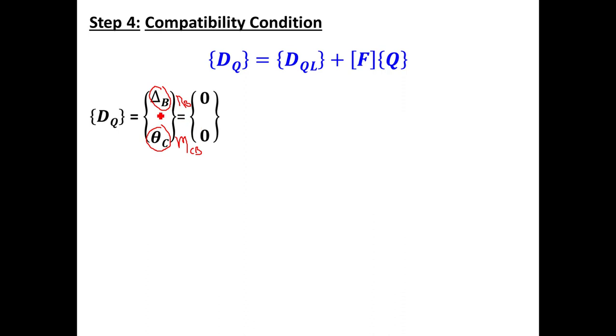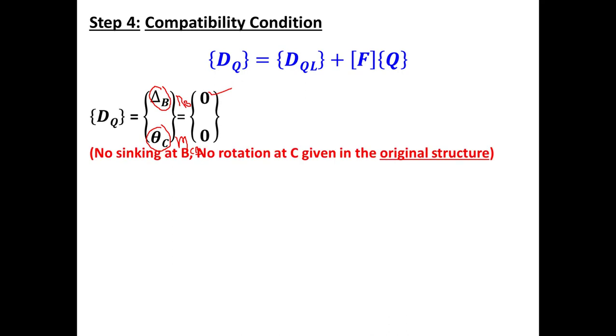So we have to see whether there is any vertical displacement given at point B in the original structure. In this problem, no vertical displacement is given at point B, so it is equal to 0. Vertical displacement means sinking. We have to see whether sinking of support is given or not. There is no sinking at point B. And if you look at point C in the original structure, there is no rotation given at point C. So the second element of this matrix is also 0. In short, no sinking at B, no rotation at C given in the original structure. Therefore, both the elements are 0.